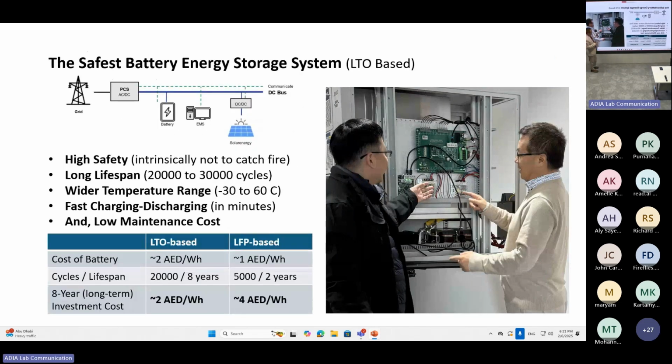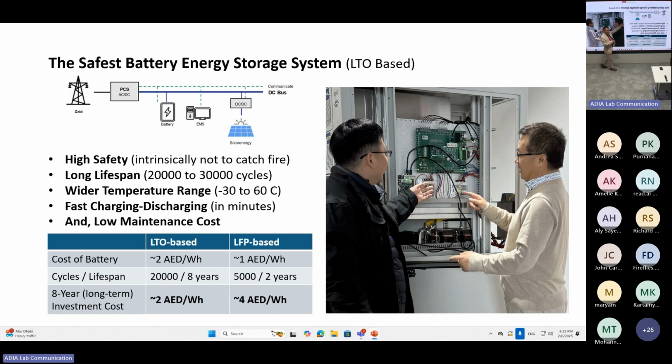This is the system. Again, I just want to emphasize that although this battery system has lower energy density, it would never catch fire. Lifespan, I mentioned this before, is 20 to 30,000 cycles. Wide temperature range, -30 to 60 degrees C. Here, 60 degrees C is not enough; 70 degrees C will be better. Fast charging and low maintenance cost. So this is a very simple comparison.